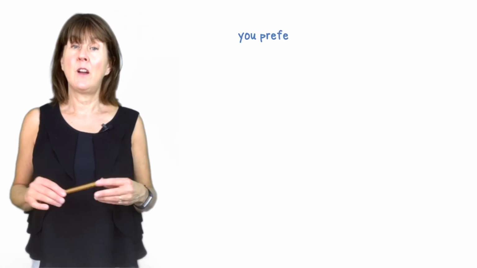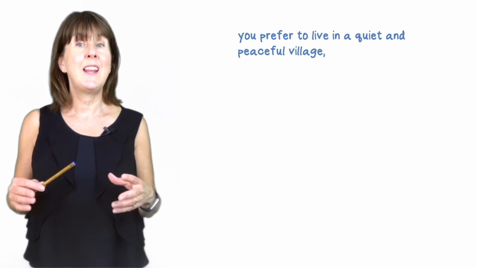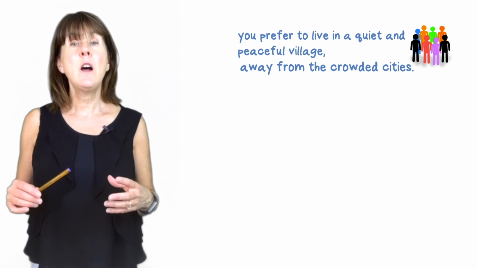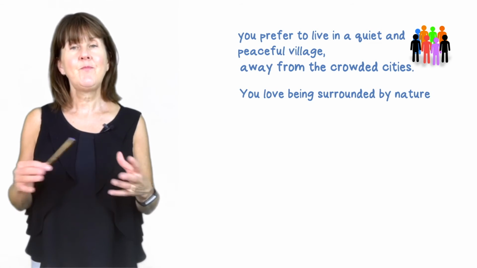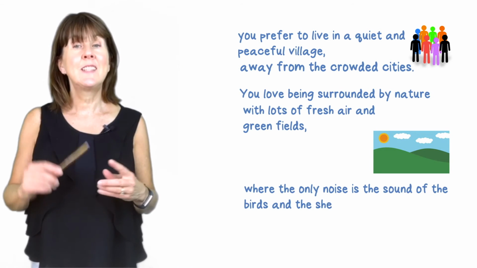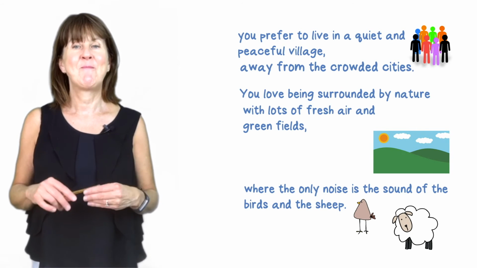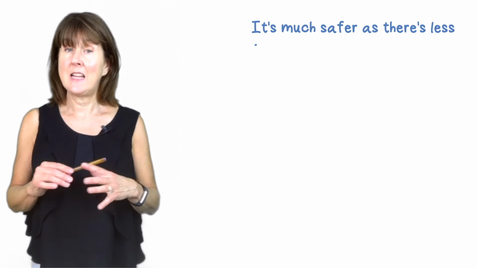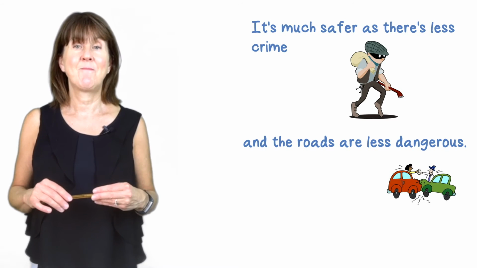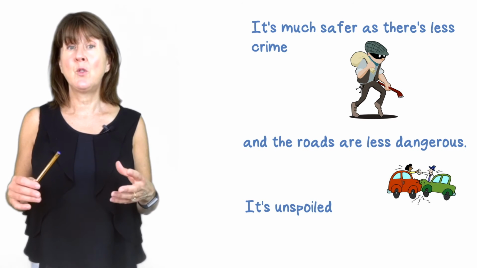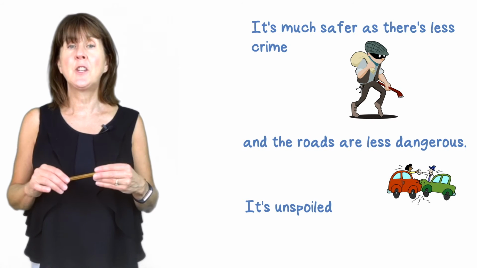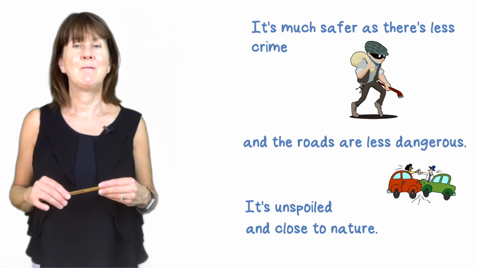Or maybe you prefer to live in a quiet and peaceful village away from the crowded cities. You love being surrounded by nature with lots of fresh air and green fields, where the only noise is the sound of the birds and the sheep. It's much safer as there's less crime and the roads are much safer. They're less dangerous. It is also unspoiled. Unspoiled means that it's beautiful because it has not been changed or damaged by people, and it's close to nature.